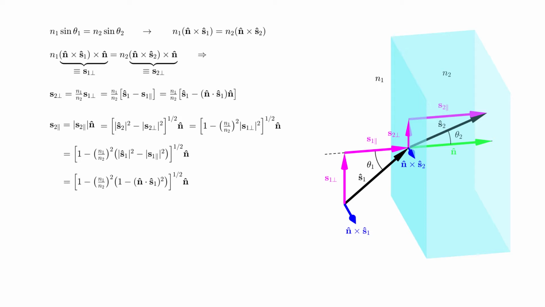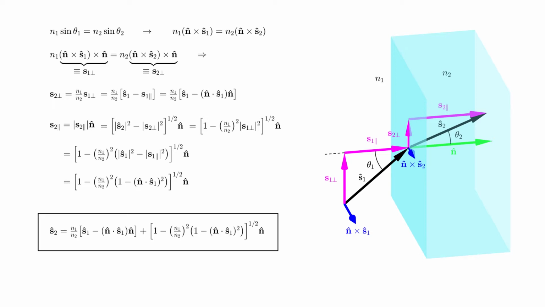We have thus succeeded in our goal of expressing both components of s2 hat in terms of known quantities. We can now take their sum to get this final expression for s2 hat. If you think this looks a bit messy, I don't blame you. But the significance of this formula is that we now have a direct way of computing the exact direction of the refracted ray from the direction of the incident ray, provided we also know the refractive indices and the normal vector. Also, a computer doesn't mind at all that the equation is a bit clunky.